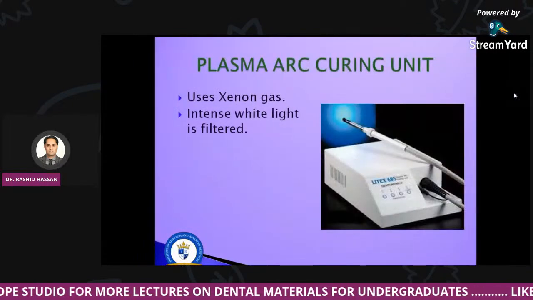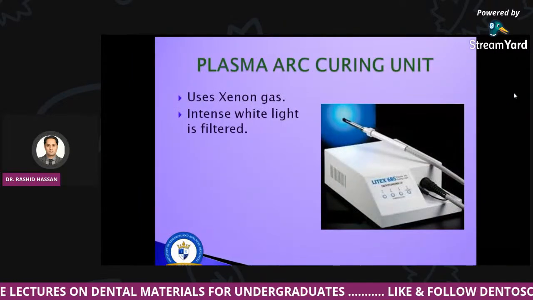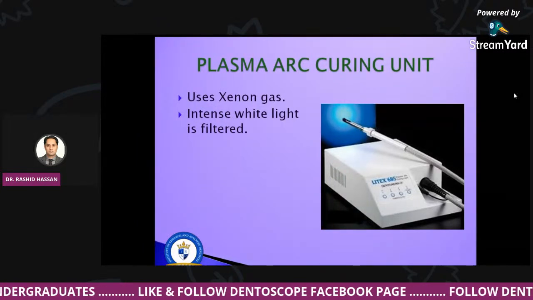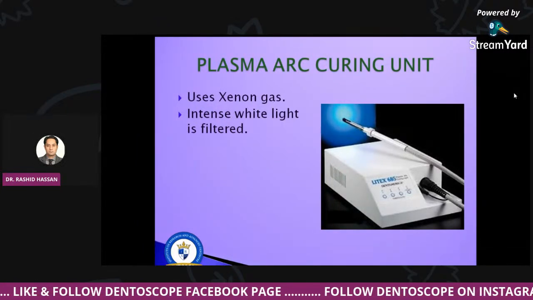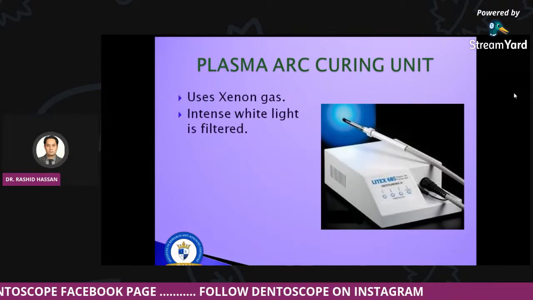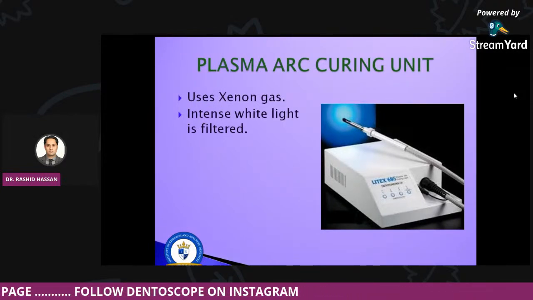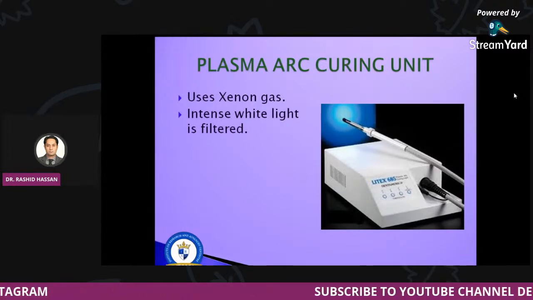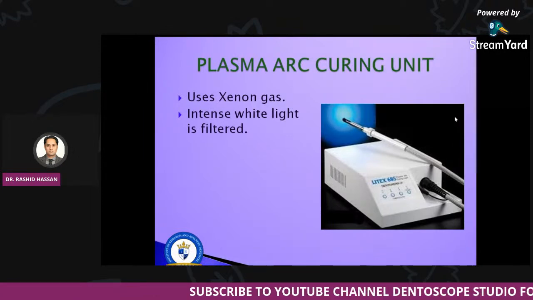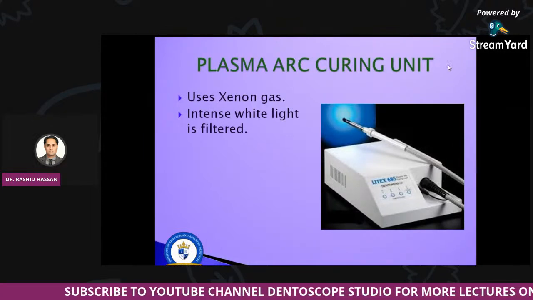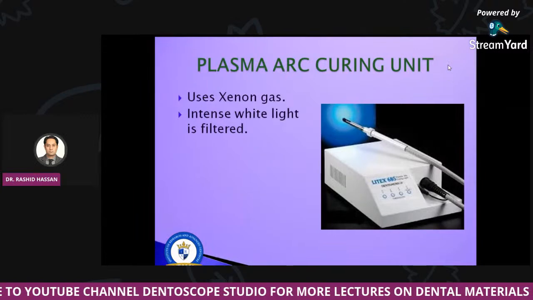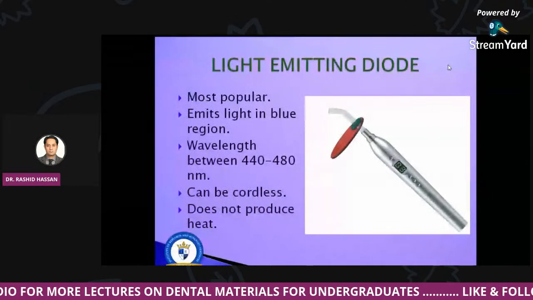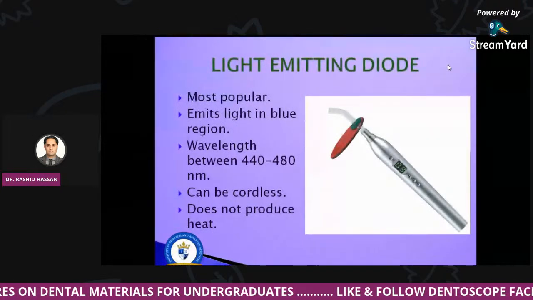Then the plasma arc curing unit uses xenon gas. It works on the gas, and intense white light is filtered. So in this type of curing unit, only white light is filtered out. It was also very expensive, and it is not used in dental surgeries for dental composite. Well, the most commonly used curing light for dental composite is the light emitting diode, LED.